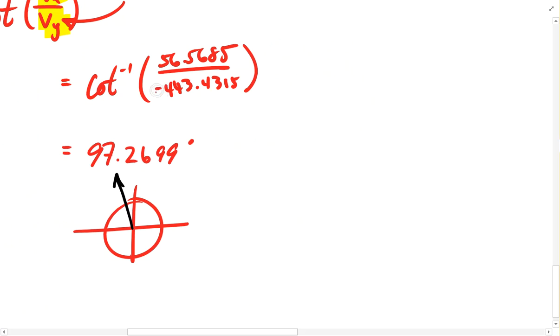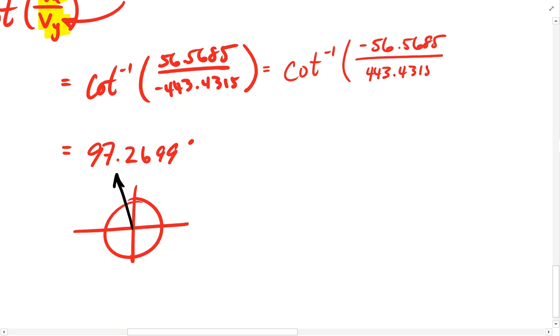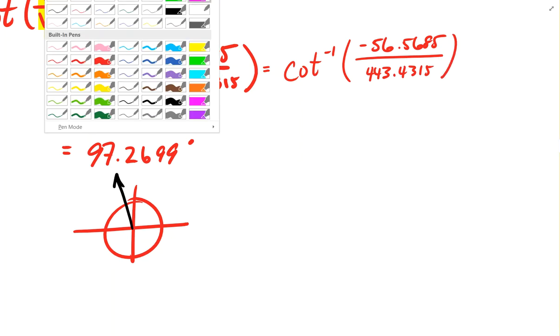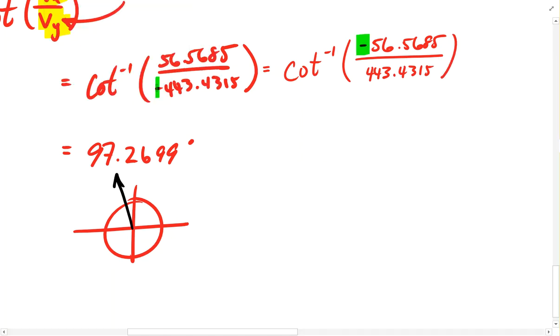You'll notice that there is a negative sign written in the denominator, and the same result from our calculator would have been obtained if we put the negative sign in the numerator, negative 56.5685 over positive 443.4315. The location of this negative symbol does not matter, but it does change the physical results.